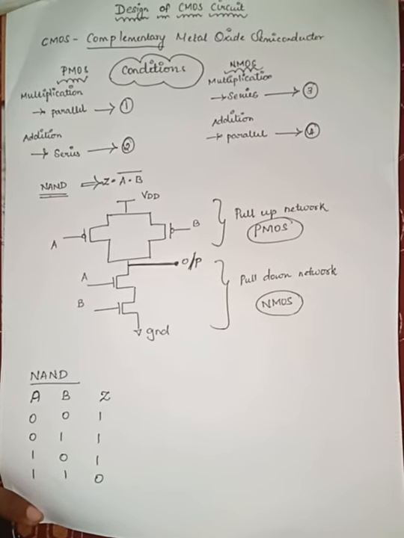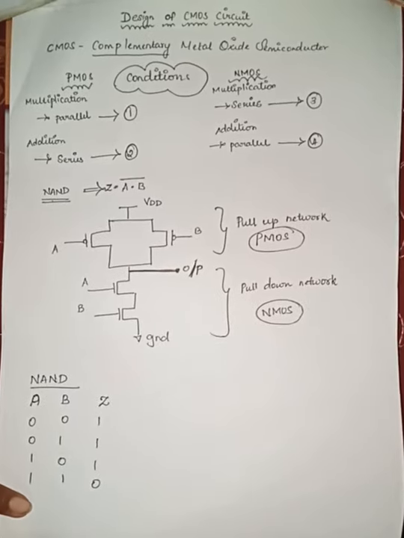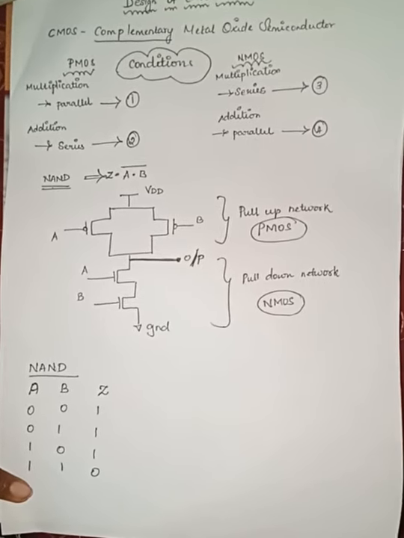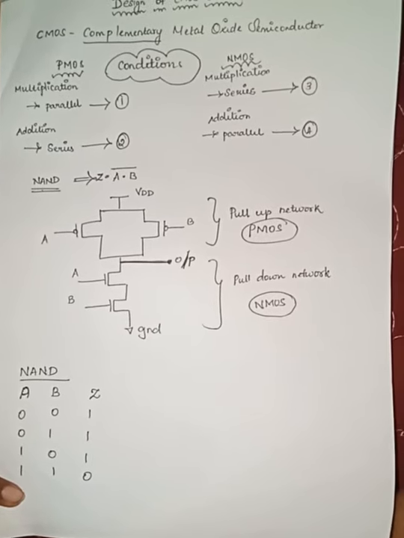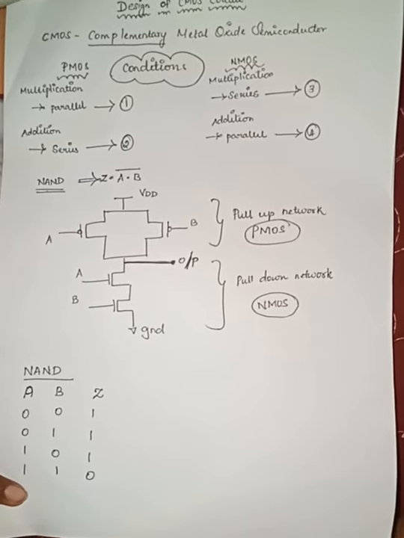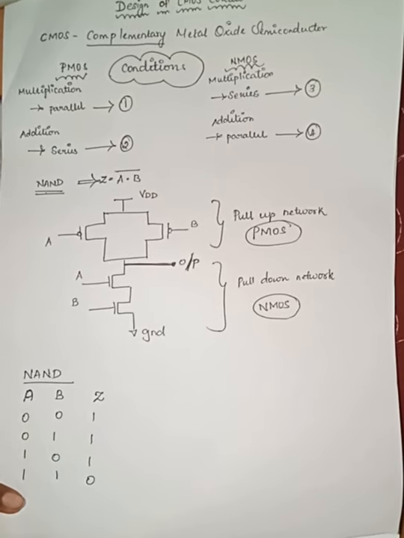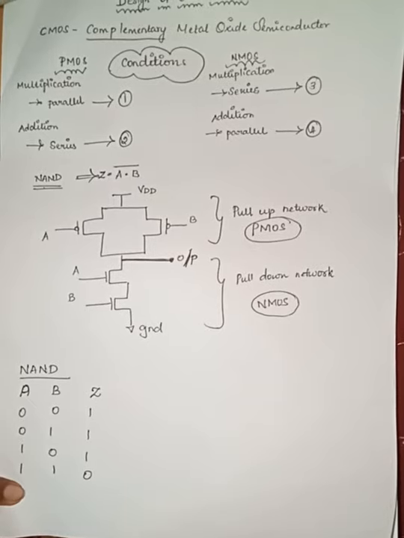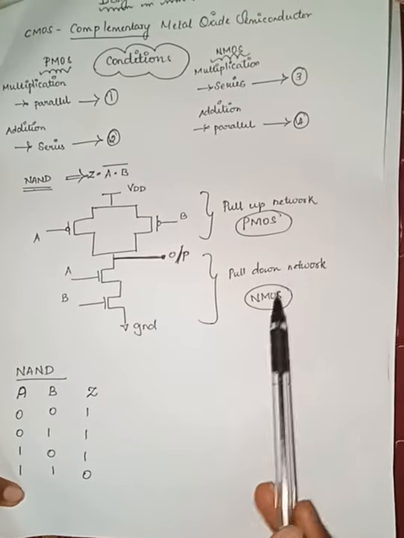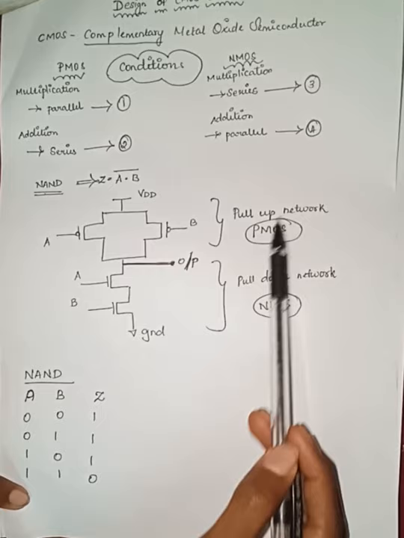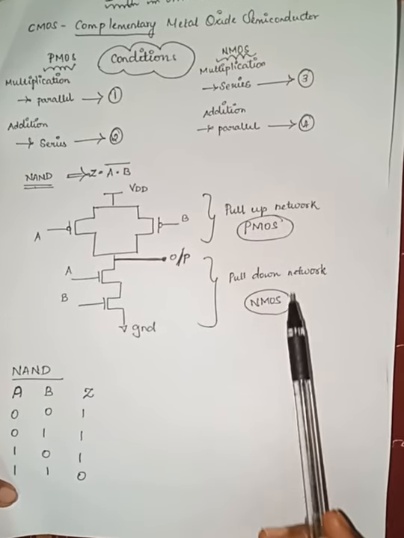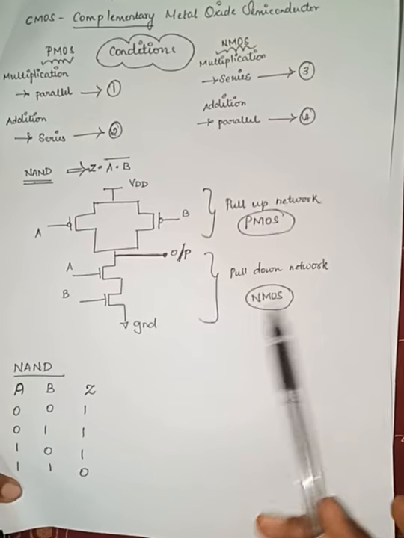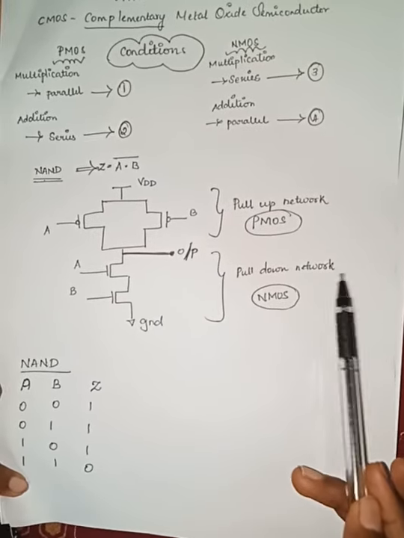In this lecture, we are going to see how to design the CMOS circuit. In the previous lecture, we have seen what a CMOS circuit is and how it is designed, and we have seen the design of the CMOS inverter and its working. Basically, a CMOS circuit consists of a pull-up network and a pull-down network. The pull-up network is always PMOS and the pull-down network is always NMOS. So that is the brief recap of the previous lecture.